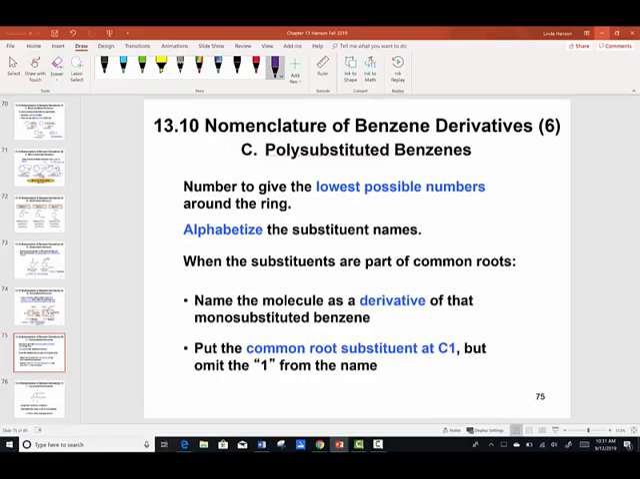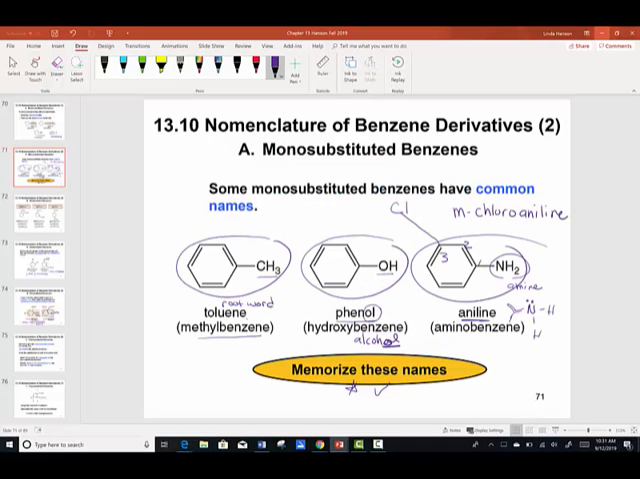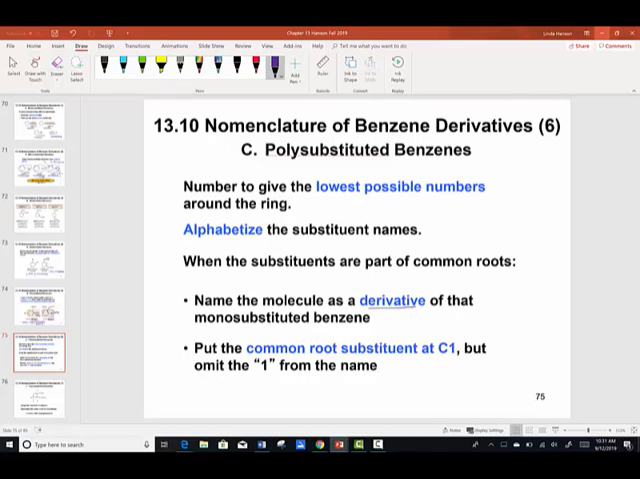And just some other reminders with your nomenclature: always give the lowest possible numbers around the ring. Remember to alphabetize your substituent names and work with those substituents as part of those common roots. So the derivatives of benzene that you're looking to remember, coming back here, are toluene, phenol, and aniline. Some people call it anilin, your choice. I think either is appropriately correct. Remember that the derivative is the root word, so therefore it's given the position 1, but we don't need the 1 in the name. We'll automatically know that that's the position of carbon.